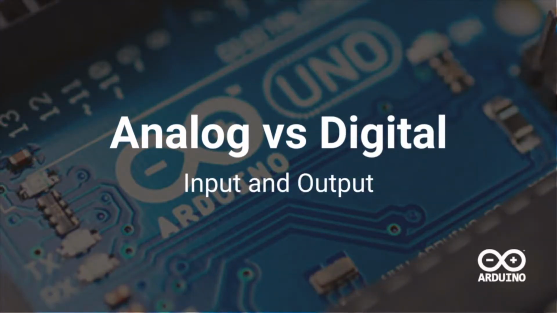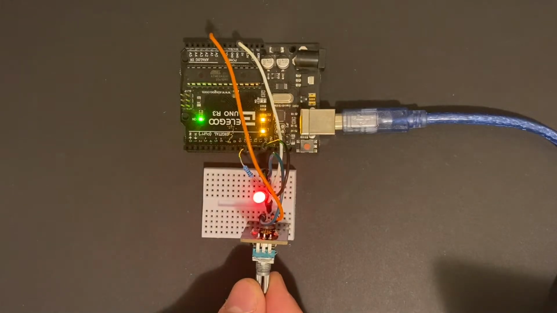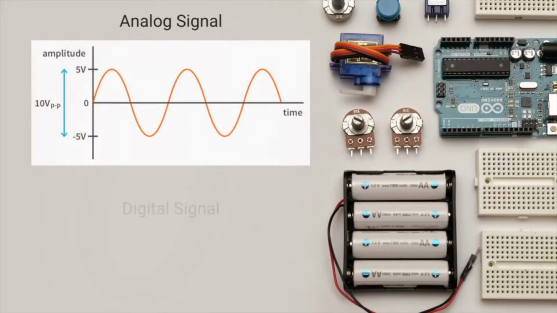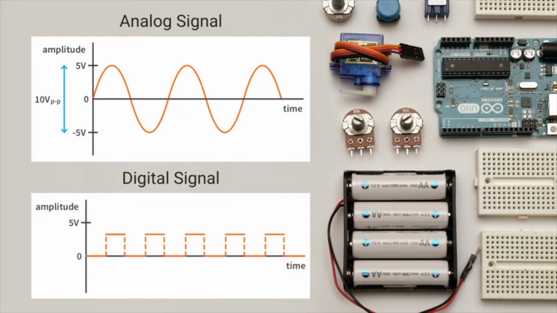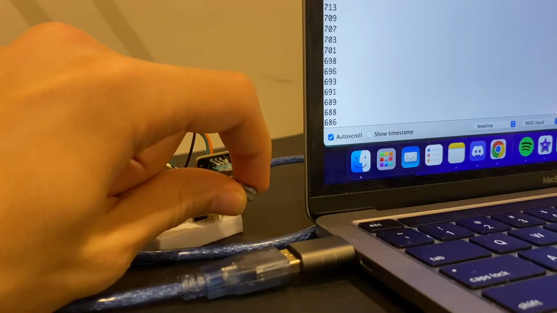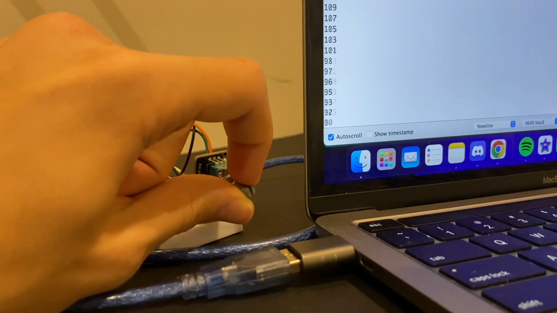Today, we'll discuss Arduino's input and output for both analog and digital signals. Before starting, it's important to know the difference between digital and analog signals. Analog signals are continuous signals that vary over a range of values, such as the voltage produced by a potentiometer.